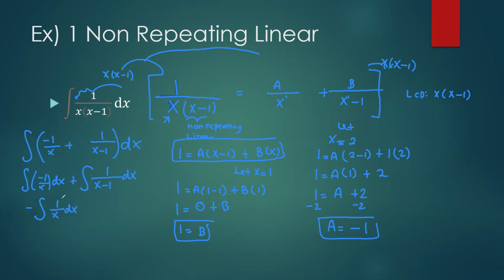And how do you take the integration of 1 over x? Well, it's a special one. It's basically the natural log. So it's the natural log of u, and then you still have a minus.